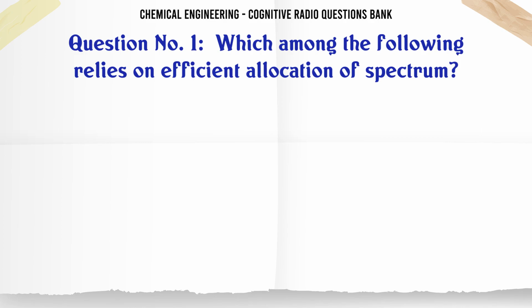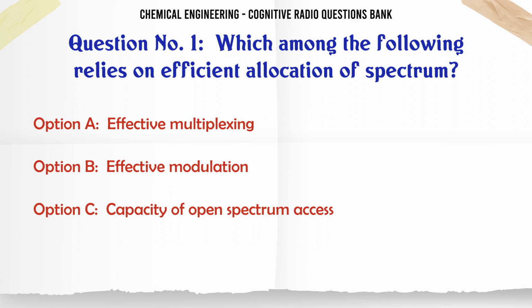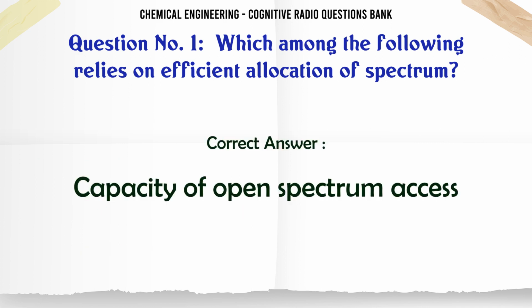Which among the following relies on efficient allocation of spectrum? A. Effective multiplexing. B. Effective modulation. C. Capacity of open spectrum access. D. Diversity. The correct answer is capacity of open spectrum access.